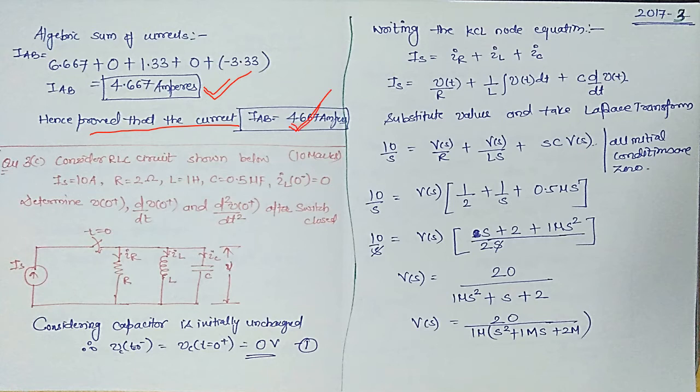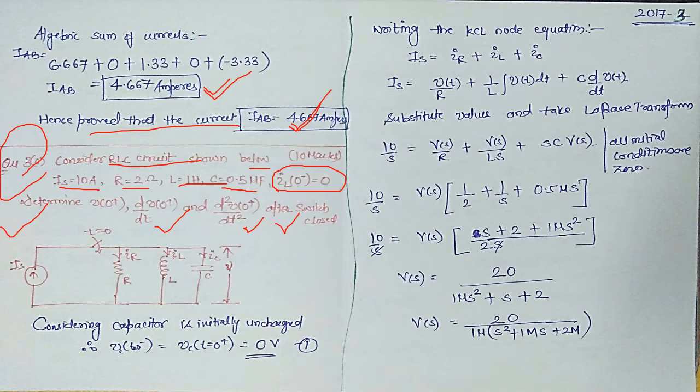Now question number 3C is, consider the RLC circuit shown in the circuit below, where IS is 10 amperes, R is 2, L is 1 Henry, C is 0.5 microfarad, IL at 0 minus is 0, that means the initial condition associated with the inductor is 0, and then determine V0 plus, dV/dt at 0 plus, and d2V/dt2 at V0 plus after the switch is closed.